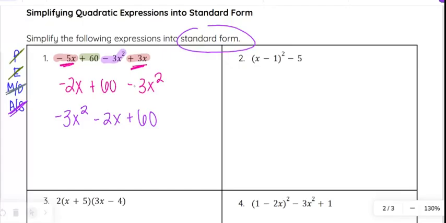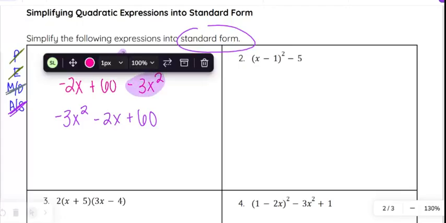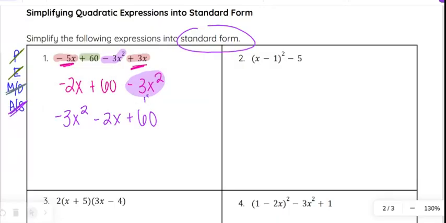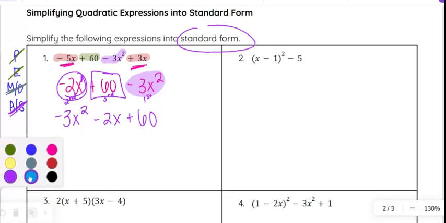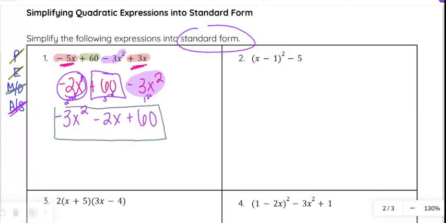And the way that I did that was I started with what is my highest exponent on any of the terms, and that would be the squared, so that's going to go first. Then I look at the remaining two and I see that this one has technically an exponent of 1 on that x. So that's the second highest exponent. So that's going to be the second term. And then our constant, which does not have a variable, is always going to be our last term or our third term here in a quadratic expression. So our final answer in standard form is negative 3x squared minus 2x plus 60.